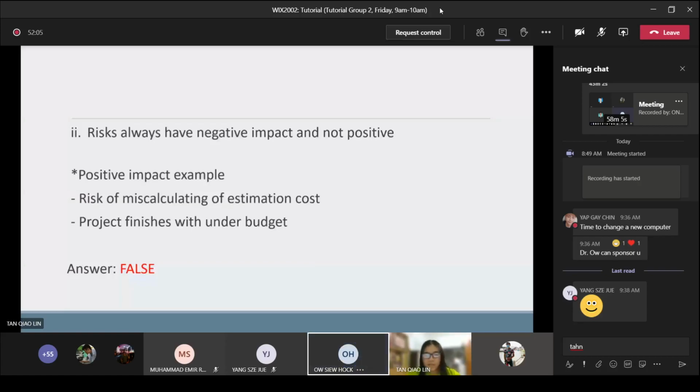Yes. Of course, as a project manager, we will try to avoid miscalculating the estimation cost. But I think there is still a risk that we will miscalculate an estimation, because it's only an estimation, not the real one. Before the project runs, we don't know what cost we will really use. So you say this is a positive impact example. Is this a positive impact or negative impact? I said this is positive, because when the project runs under budget, we can save the cost. So this helps the company, then it gives a positive impact.